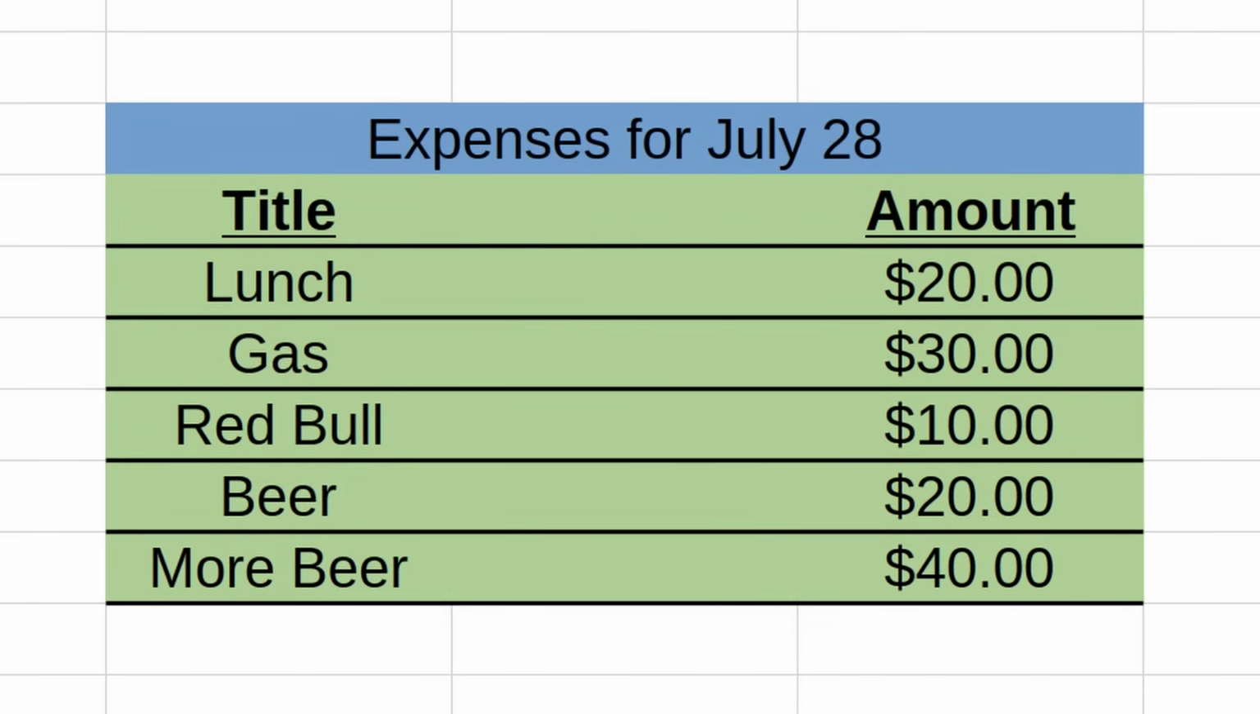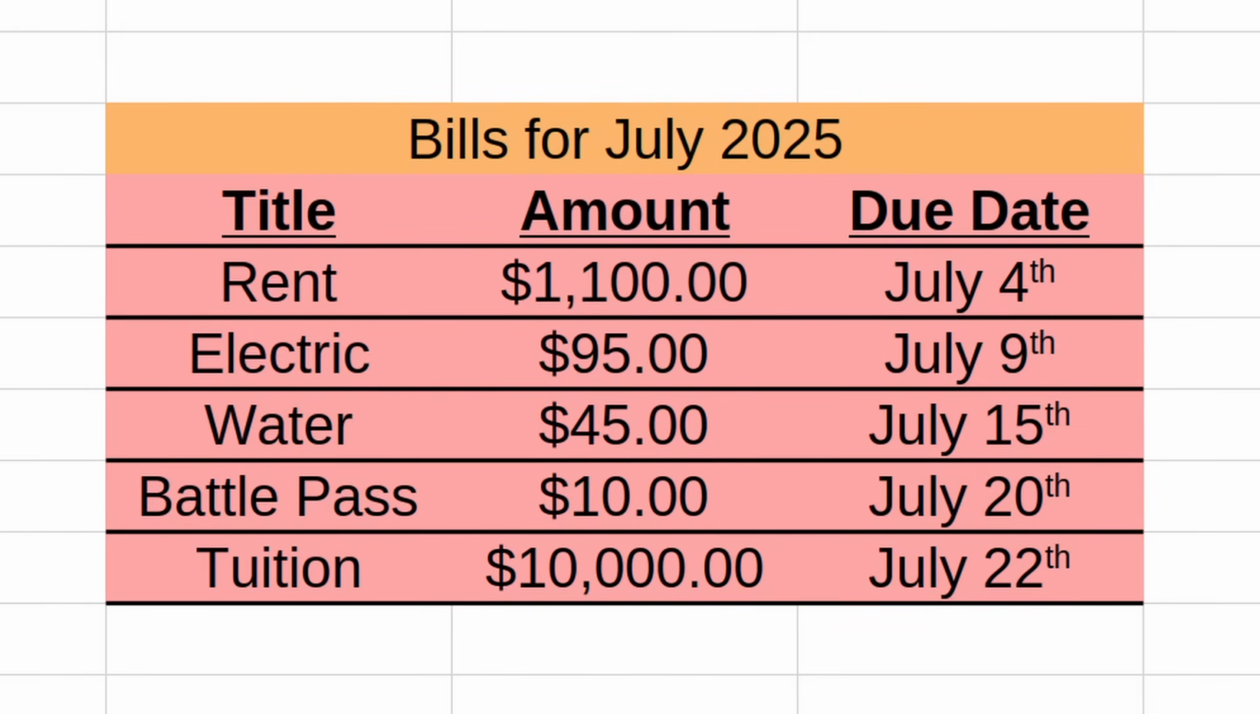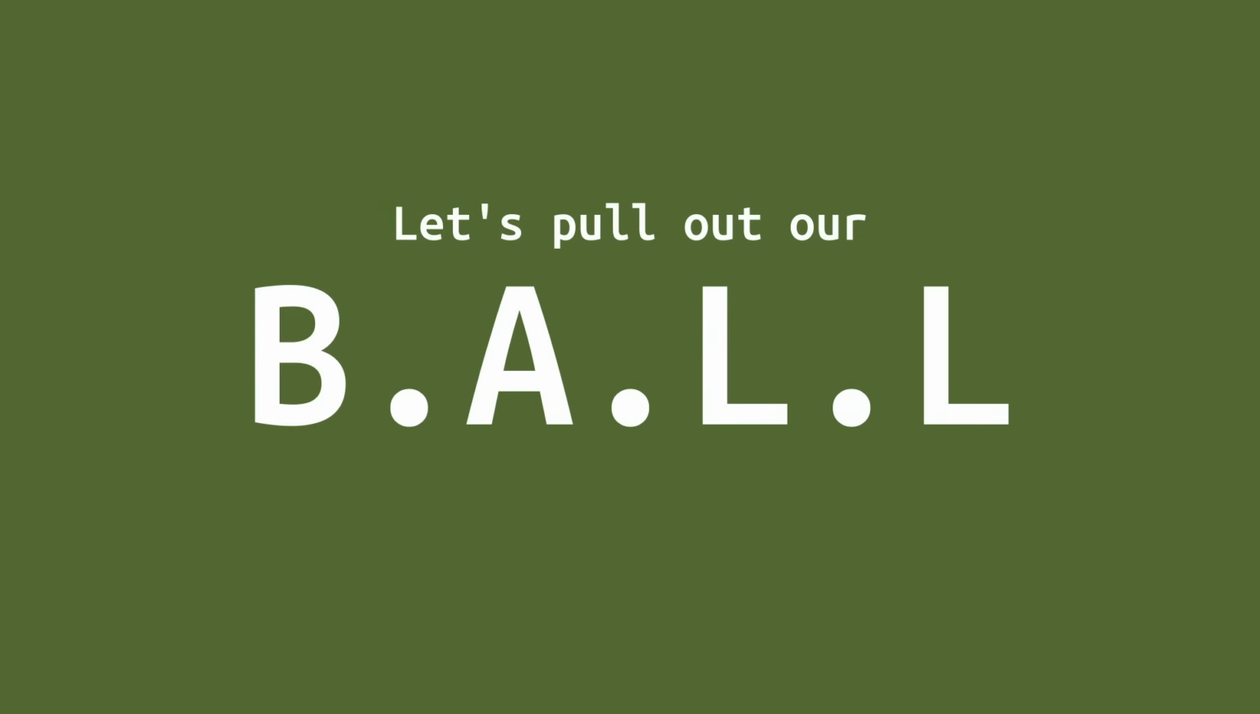Think of these like the data tables you would see on a spreadsheet. You might have a table to track your expenses, where each expense has two fields, a title and an amount. You might have another table that shows your bills, where each bill has three fields, a title, an amount, and a due date.